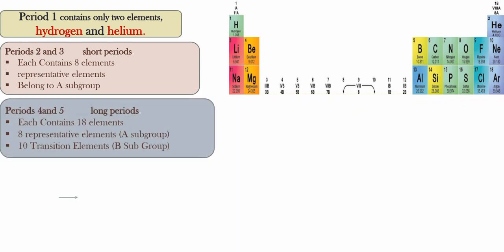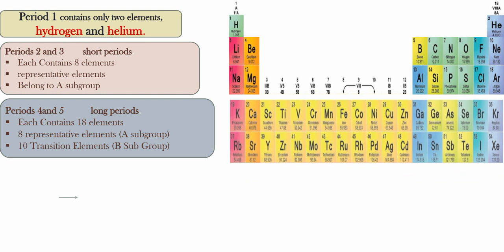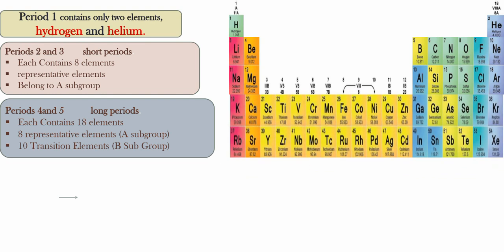Next जो periods हैं 4 and 5, they are called long periods and each contains 18 elements, in which 8 are representative or normal elements that are placed in A subgroup, while 10 are transition elements that are placed in B subgroup.